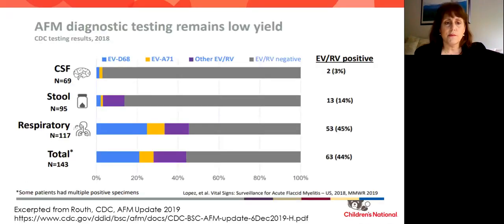So this is another slide from Janet Routh from her AFM update that really makes the point that if we don't find a pathogen, we are not in any way swayed away from the diagnosis of AFM. And in fact, the minority of patients will have an identified pathogen if it is acute flaccid myelitis. So this just makes the point that only 3% of CSF, 15% of stool, and less than 50% of respiratory specimens will yield a diagnostic test from infectious evaluation in patients with AFM. So it's really the reason we're doing these other tests is to make sure that we're not missing a different infectious diagnosis that is masquerading as AFM.